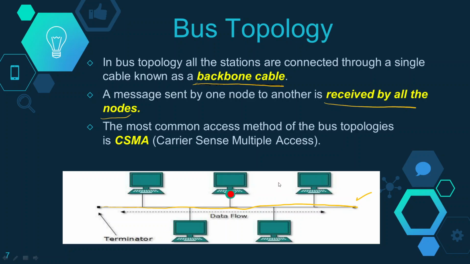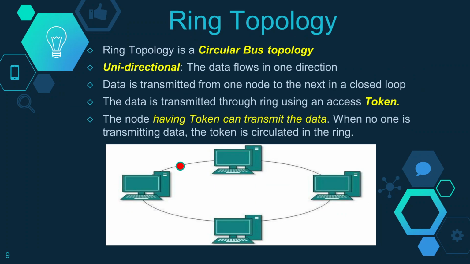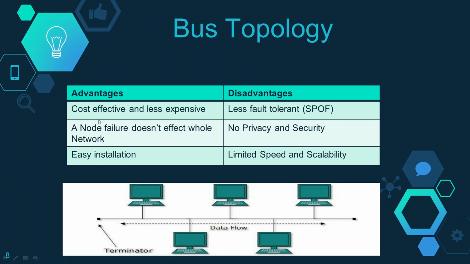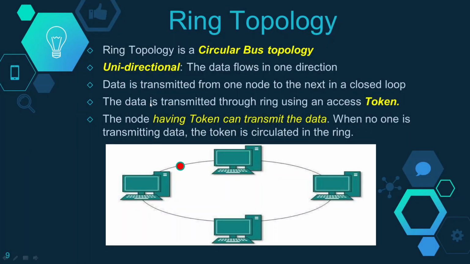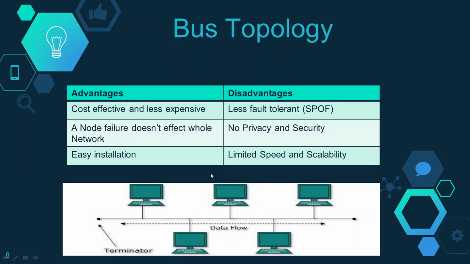Now, based on this, what are some of the advantages and disadvantages of this topology? Here we will see in the next slide what these advantages and disadvantages are. So the foremost advantage of the bus topology is that it is cost effective and less expensive, since we only need a cable without any central networking device such as a switch, hub, or router. So it is less expensive.